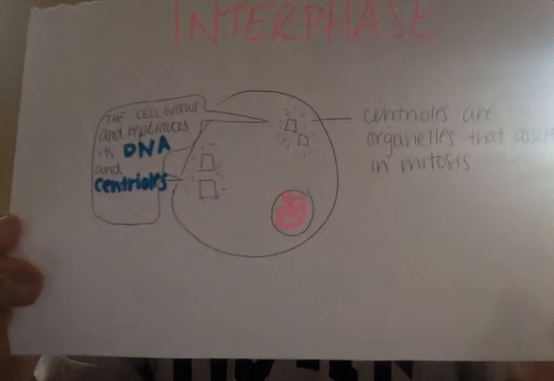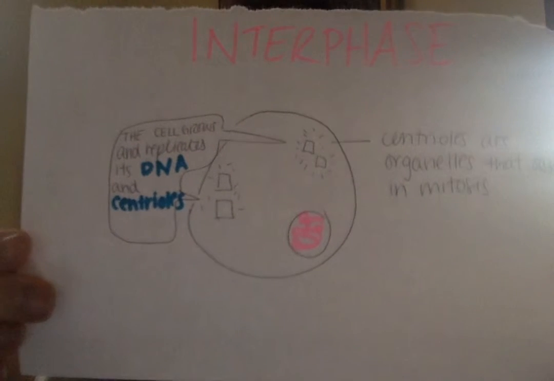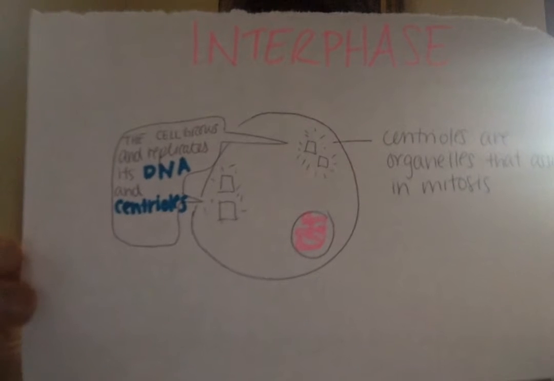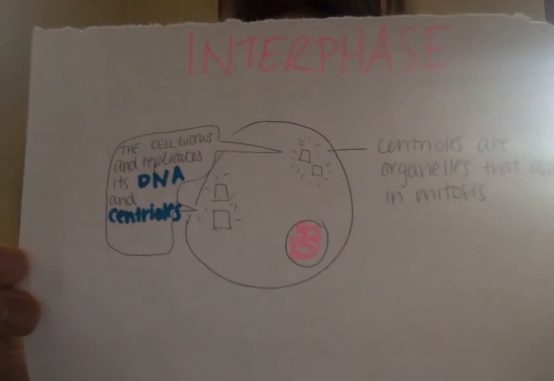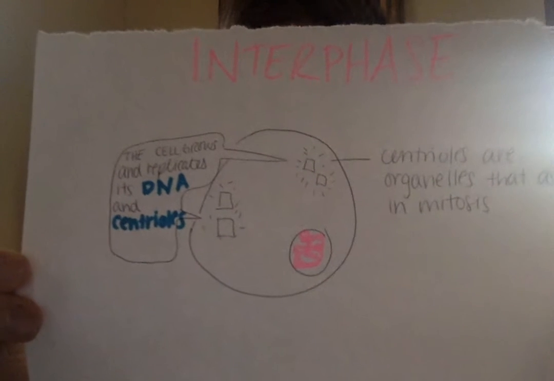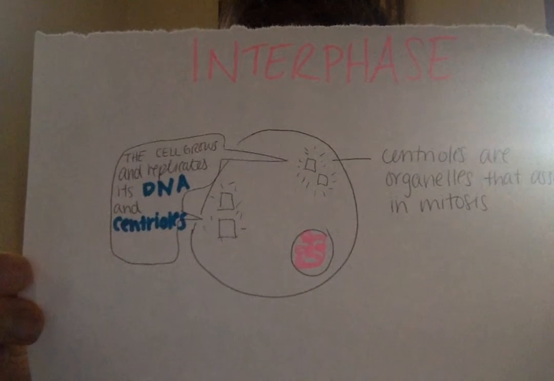Hi, I will be discussing the different stages of mitosis. So, beginning with interphase, in interphase, the cell replicates and grows its DNA and centrioles. DNA is the cell's genetic code that is the direction for everything the cell needs to do and make. The nuclear envelope houses the chromatin, which is a pool of disorganized DNA. The centrioles are organelles that assist in mitosis.